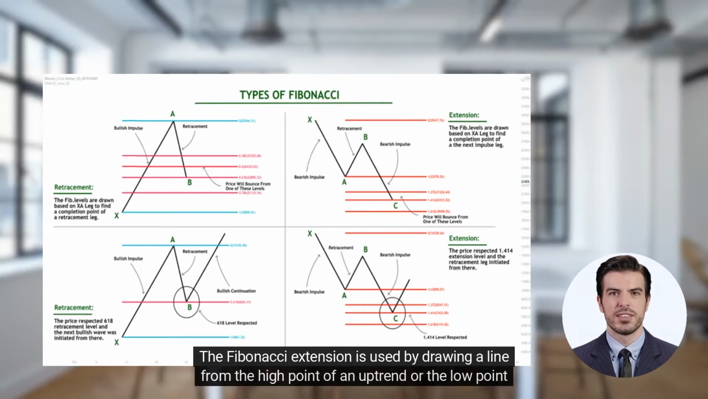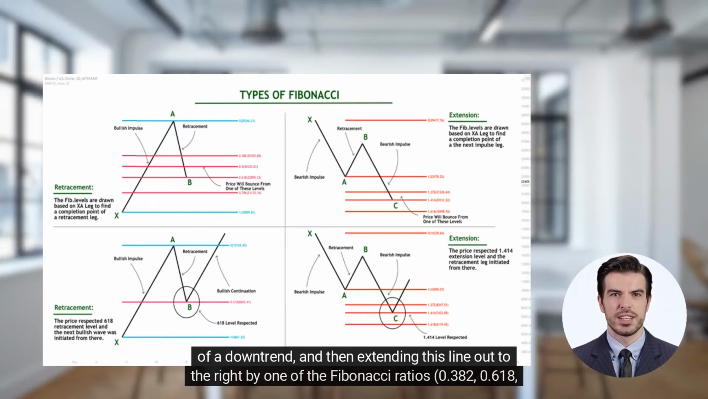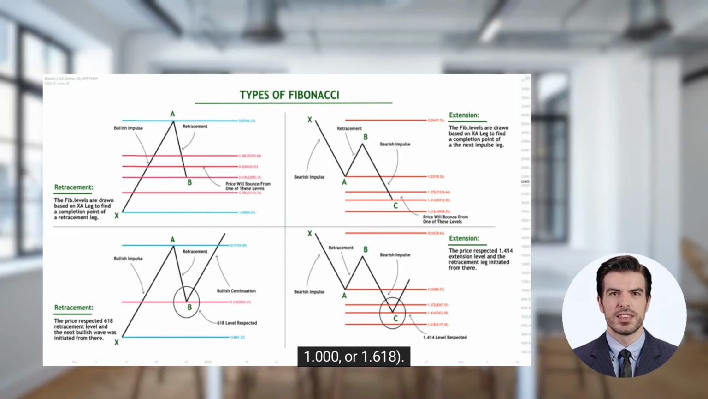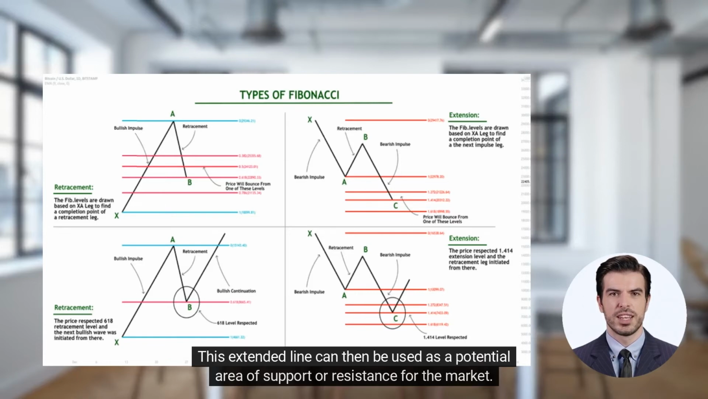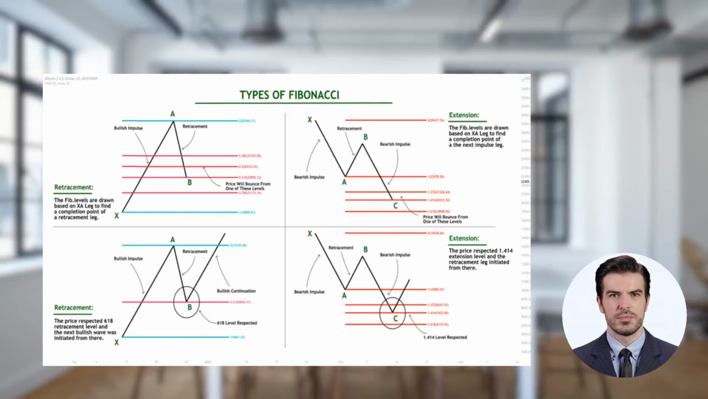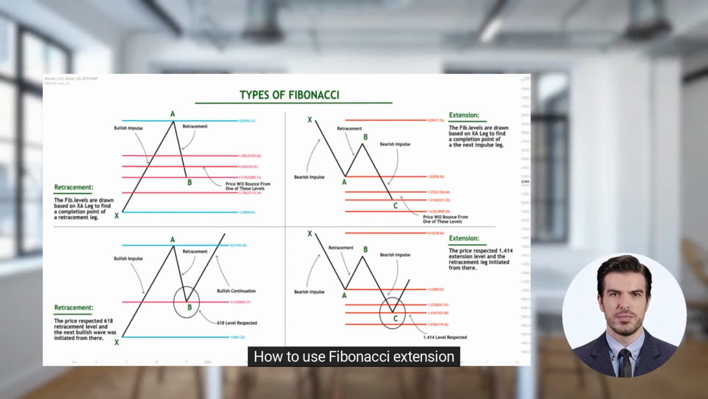The Fibonacci extension is used by drawing a line from the high point of an uptrend or the low point of a downtrend, and then extending this line out to the right by one of the Fibonacci ratios: 0.382, 0.618, 1.000, or 1.618. This extended line can then be used as a potential area of support or resistance for the market. How to use Fibonacci extension.